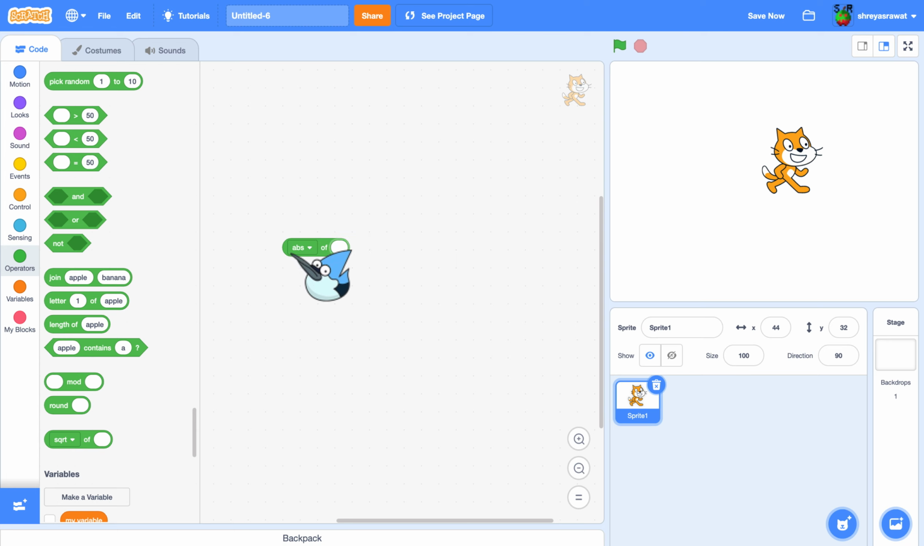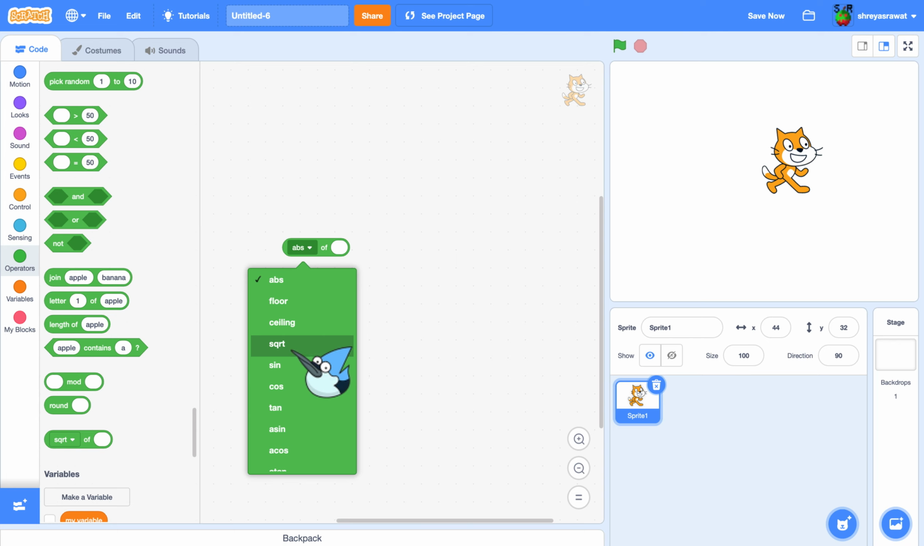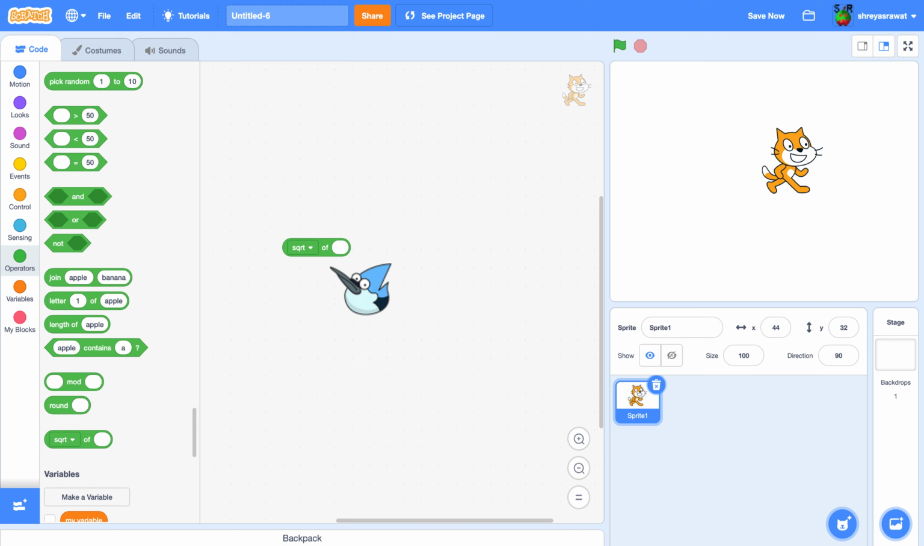Okay, the final one we're going to do is square root. If you don't know what square root is, it's for a square number. It's finding what number times itself gives the number. If I put 4, since 2 times 2 is 4, it will be 2. If I put 16, it will be 4 because 4 times 4 is 16. It can go on and on until 100, where it will be 10 because 10 times 10 is 100. It will go on forever.